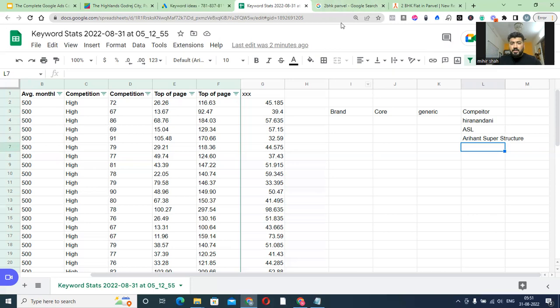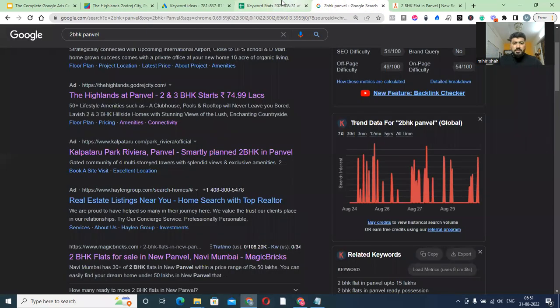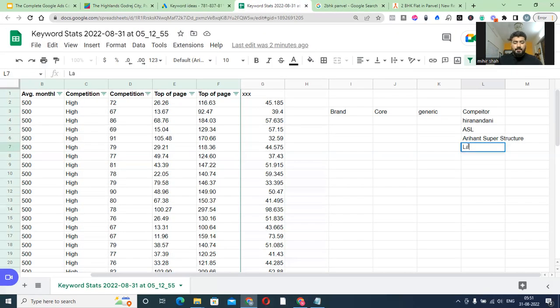So we came up with Arihant, and there was Kalpataru. Now we had only one competitor, which was Hiranandani. With a little search and a little smartness, we could get 3 more competitors. And this set is very, very important, and you will understand why.